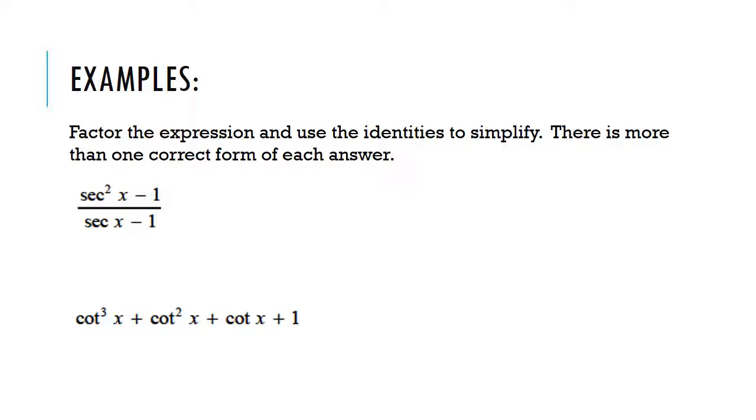Now what we're going to do here is factor and then simplify. And there's more than one correct form. When we factor these, in the first one you've got secant squared of x minus 1 over secant x minus 1. Pretend, and ask yourself, what would I do if it was just x squared minus 1 over x minus 1? How would I factor the top? Because that's how you're going to factor this.